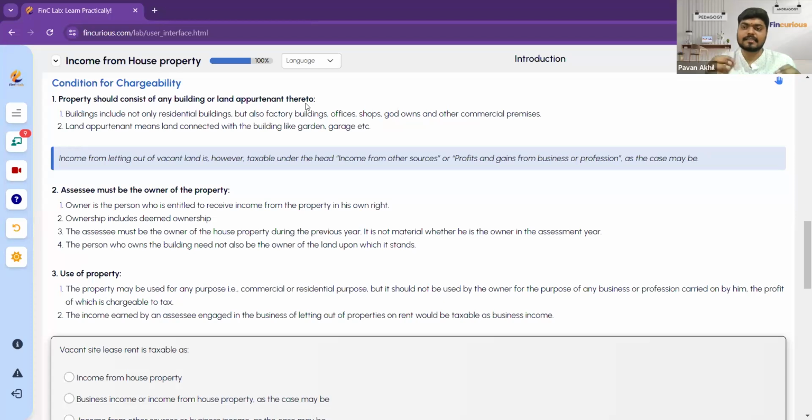So whoever is the assessee receiving the amount, whoever the house property is registered in that particular person's name, that person needs to show his income from house property under the return of income. So the assessee must be the owner of the property basically. Then use of property. What do you mean by use of property? As I told you, either it should be self-occupied or letting out, right? So the property should be used for commercial or residential purposes. Then only it would be charged under income from house property.